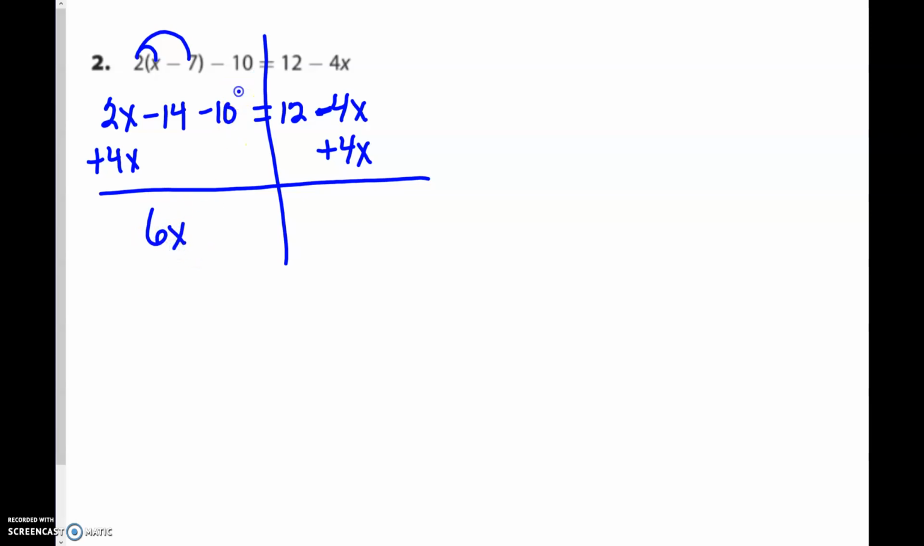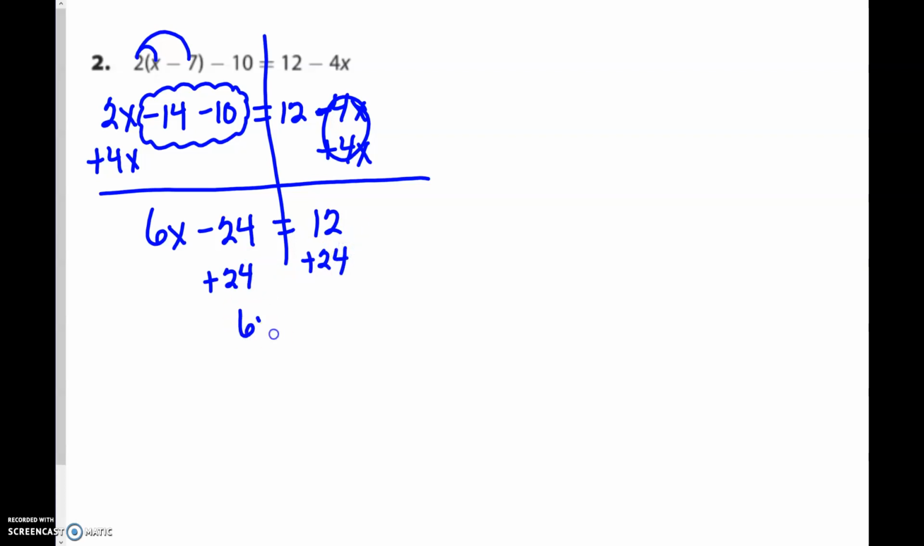6x. Now if we look, these two guys right here are both constants, they're numbers. So negative 14 minus 10 is a negative 24. And over on the right hand side, these cancel out and we're left with 12. All right, now we have to move this negative 24. So because this says minus 24, the opposite of that is adding 24.